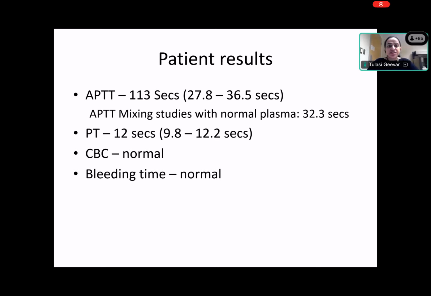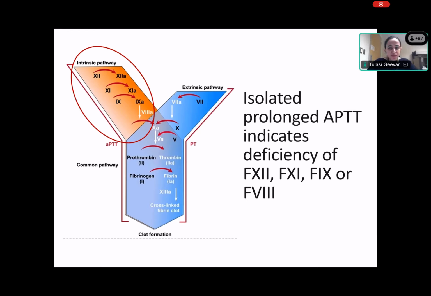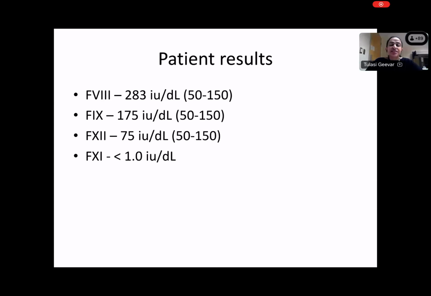So these are the results. Her aPTT is 113 seconds, that is significantly prolonged from the reference range. With a normal PT, her blood counts were normal, her bleeding time was normal. When you have an isolated prolongation of aPTT, it indicates deficiency of either 12, 11, 9, or 8. When we assayed this patient, we found that the 8 was very high, 283, 9 was also high, 12 was normal, but 11 was less than 1% or undetectable.